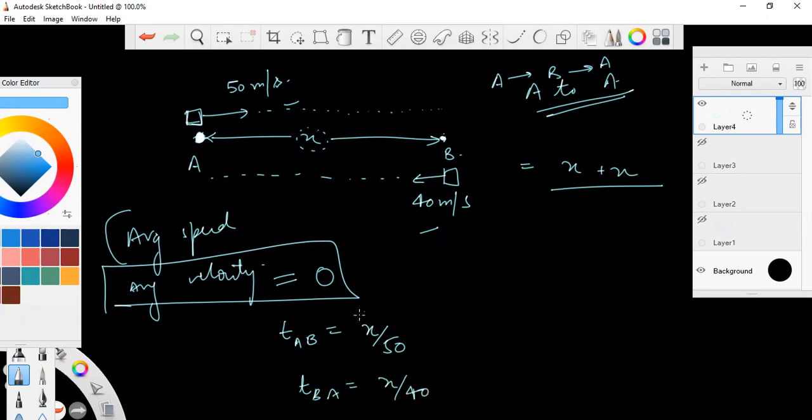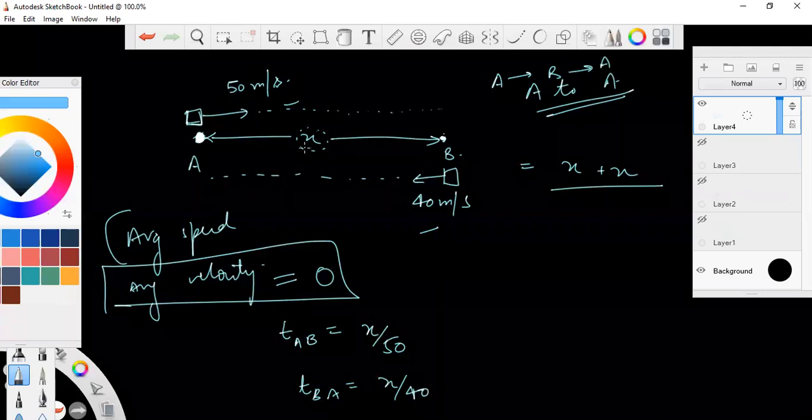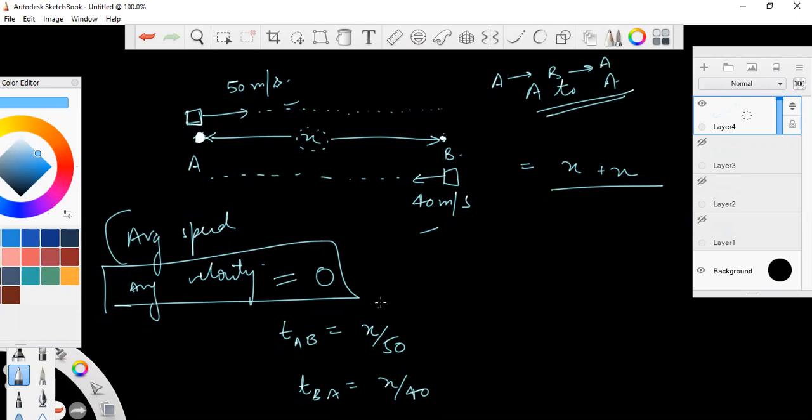All of you, x by 50. Only a few of you are responding. Is this clear? Yes, sir. X by 50, because the distance traveled is x and you're moving at constant speed 50. So for how much time should you move such that your distance becomes x? That is distance by speed, right? Constant speed is 50, so this is x by 50. Similarly, x by 40. The total time taken is the time from A to B plus the time from B to A. This will give you the result.